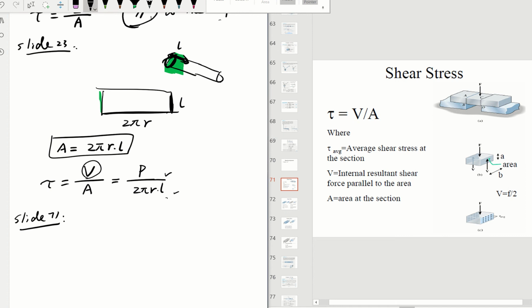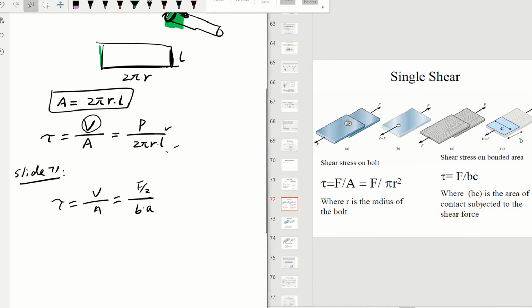Since it's symmetrical, each of the shears is going to be half of the force, and then you divide by the cross-section area. So tau is equal to V over A. For this situation, the internal shear V, since there are two equal ones balancing this F, will be F over 2 each. And each section is a rectangle with area B times A. That's your shear stress. Now let's look at more examples. Slide 72.